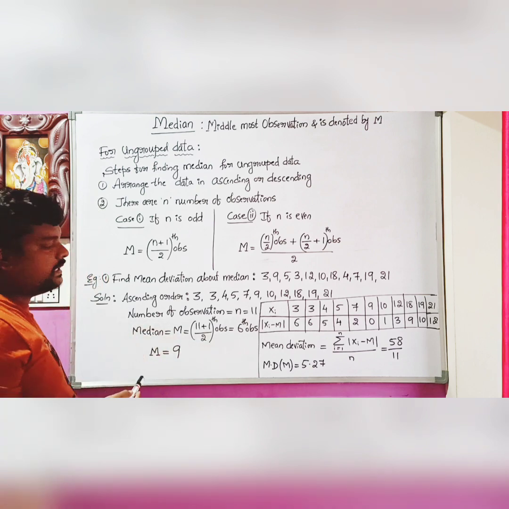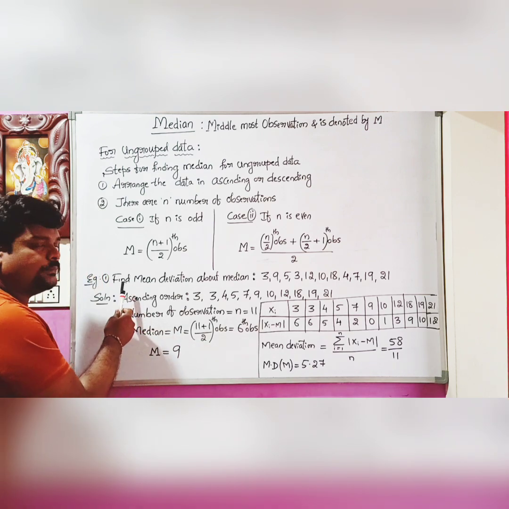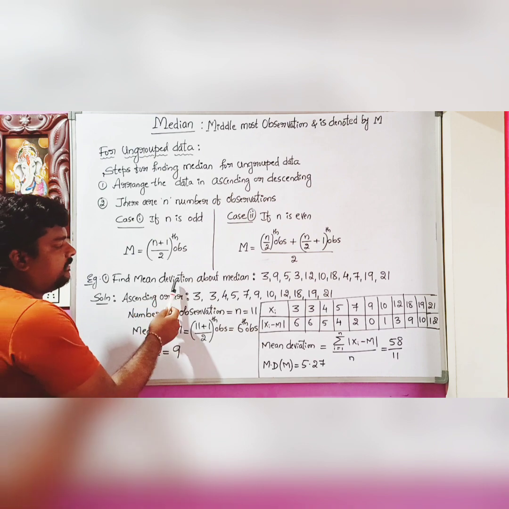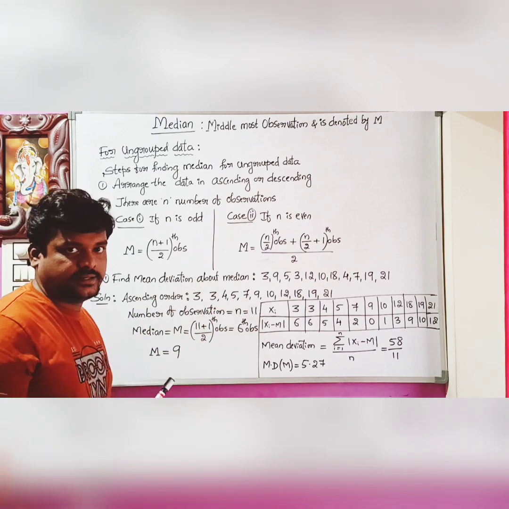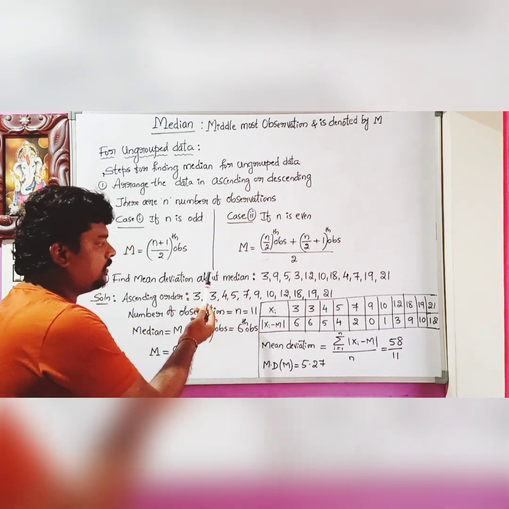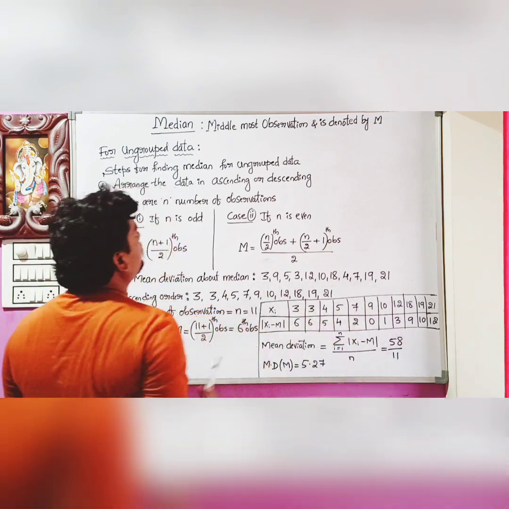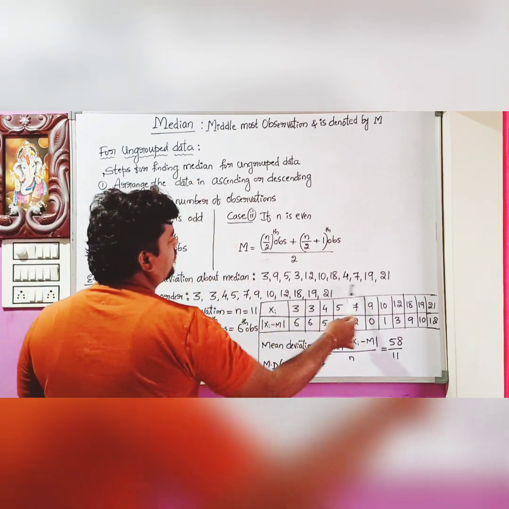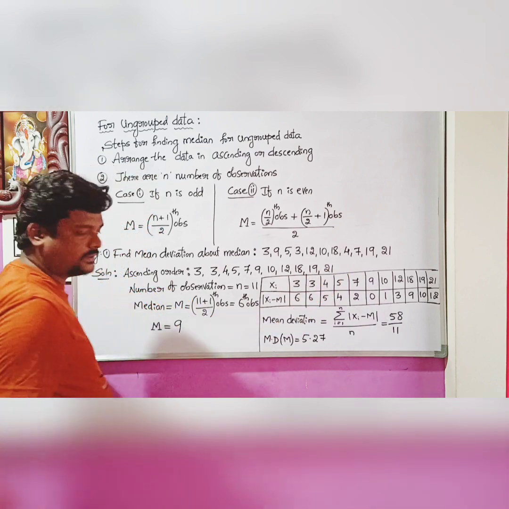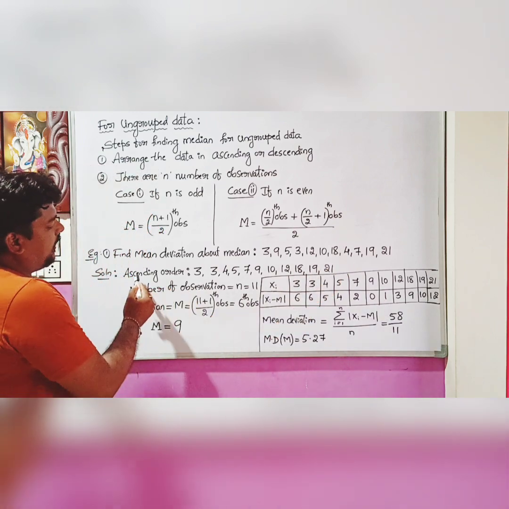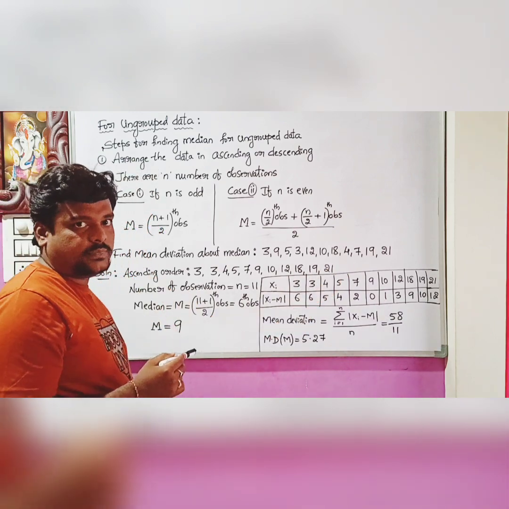Now we discuss one example. Find the mean deviation about the median for ungrouped data. We are discussing ungrouped data. For ungrouped data, first we have to find the median.